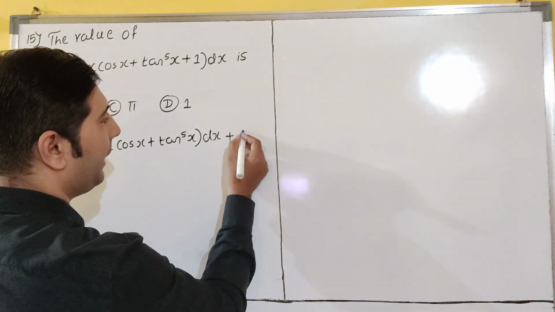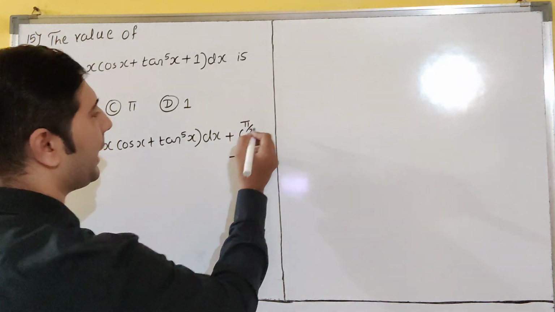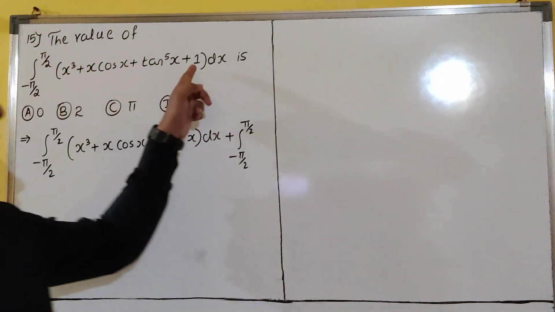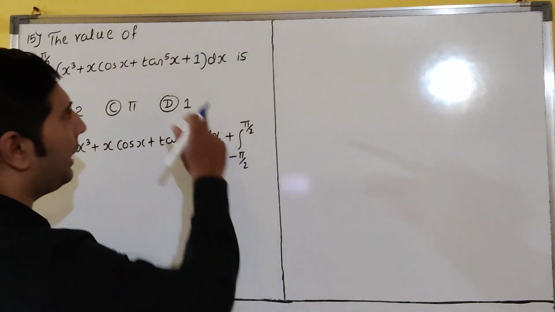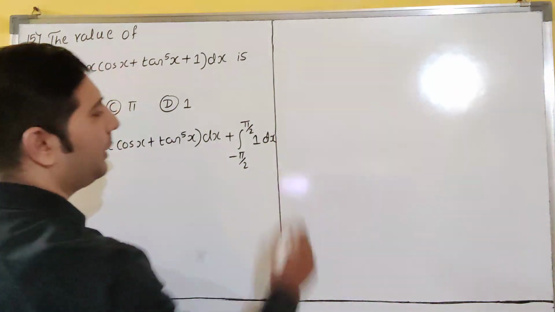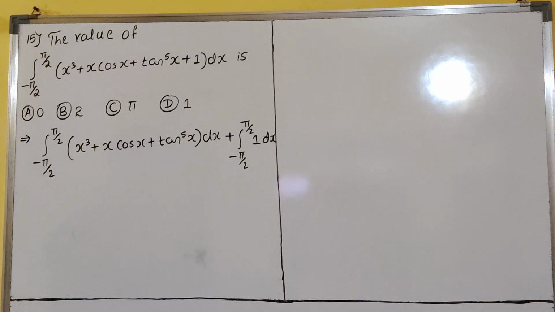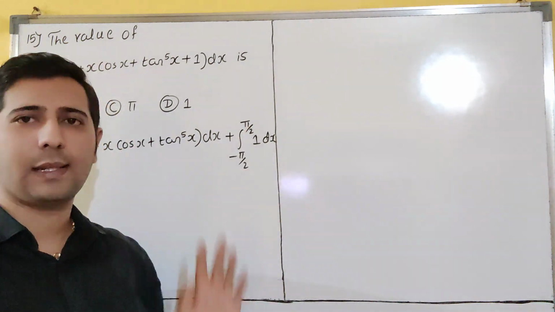Here you see the game changes. Minus pi by 2 to plus pi by 2 integration is there. Integration is there for 1 also, or not? So I am separating them both. Why I am separating, you will understand. Integration of 1, I will write into dx. Clear everyone? Integration of 1 into dx. Integration already minus pi by 2 to plus pi by 2.